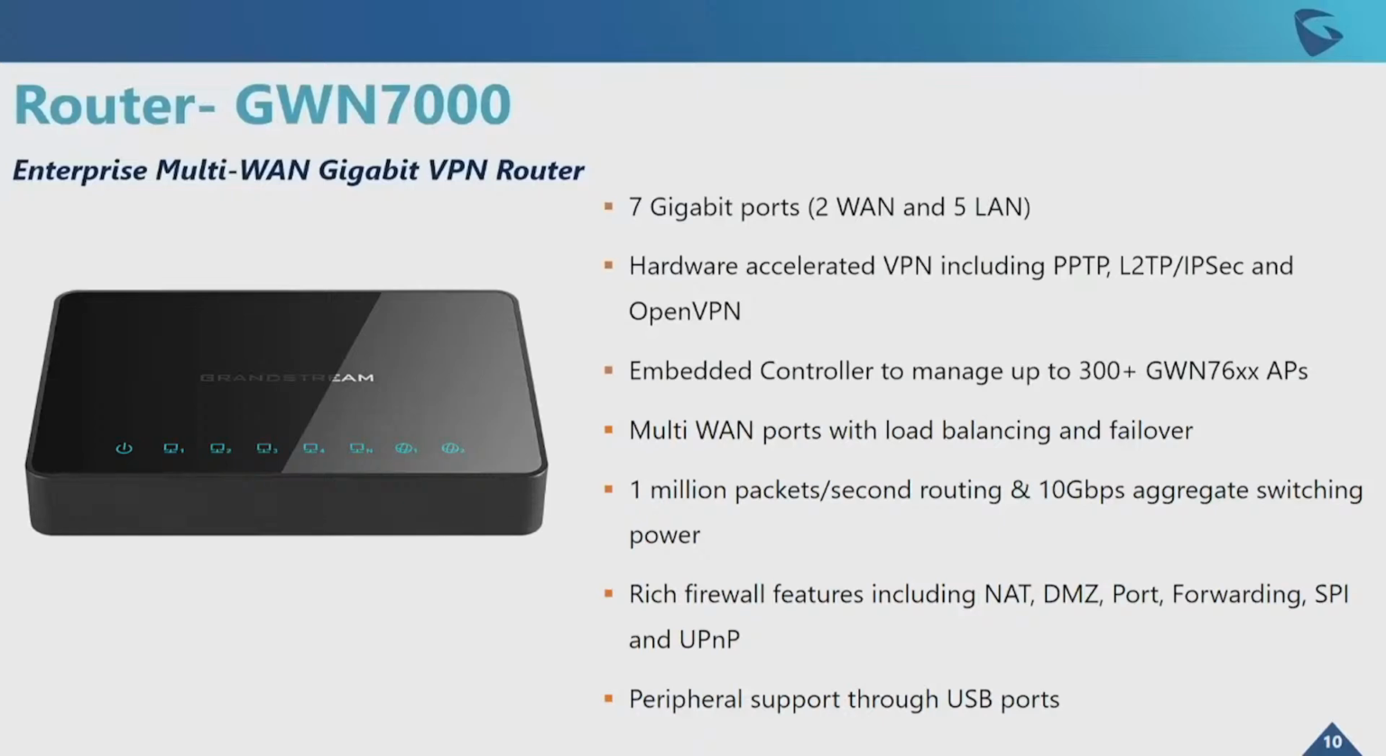It has a built-in hardware accelerated VPN controller that supports PPTP, L2TP, IPsec, and OpenVPN. The GWN 7000 also has an embedded controller, and it can manage up to 300 other access points. The multi-WAN ports on the GWN 7000 can act as load balancing and/or failover, so it can be either one or both. The routing capacity on the GWN 7000 is 1 million packets per second, and it has a 10 gigabit switching backplane.